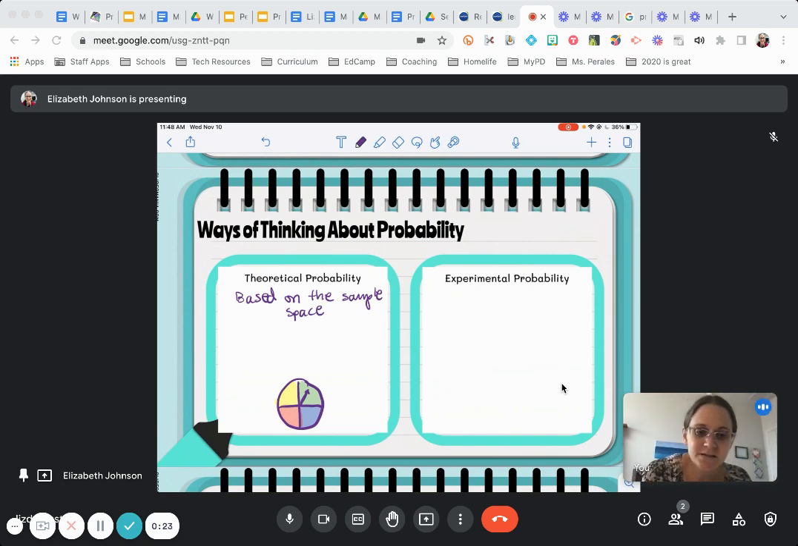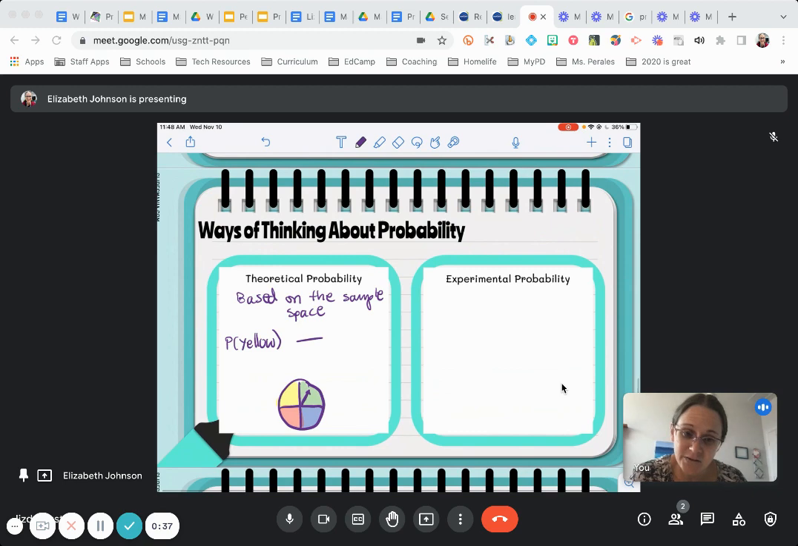So let's take a look at our spinner. If I want to know the probability of getting yellow, I would first consider my sample space. How many total outcomes, like total possible outcomes, could I have here? Well, I could have yellow, green, blue, or red. Yellow, green, blue, or red, 4 possible outcomes.